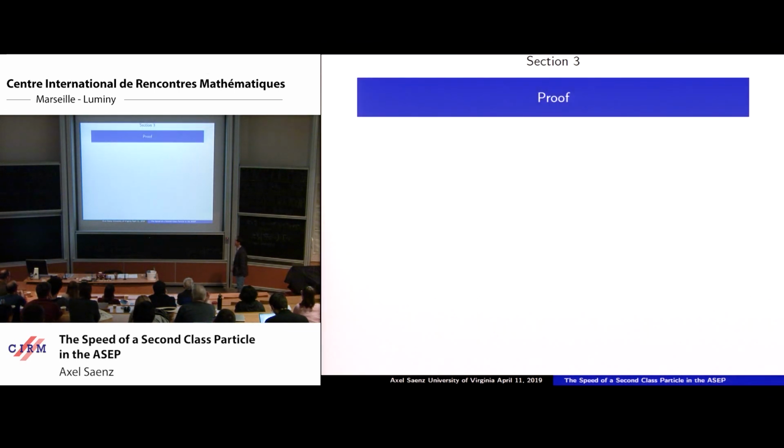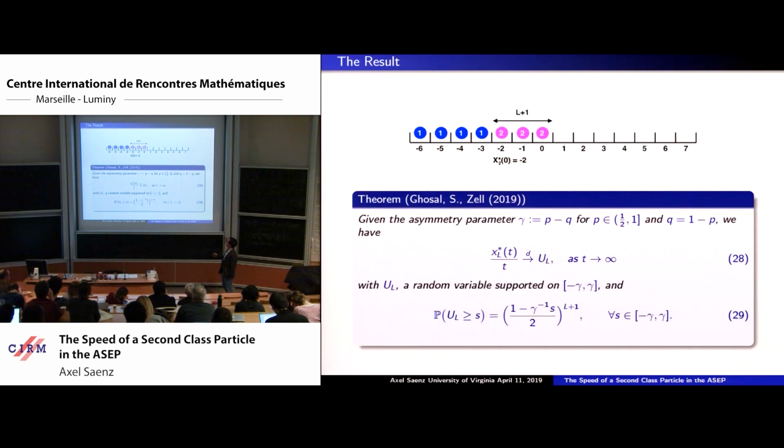So now I'm going to discuss the proofs, do a sketch of how I'm going to, so let's recall the statement. And so again, I'm trying to keep track of this last second class particle. So now that with some of this background, now we can intuitively see what is going on here.